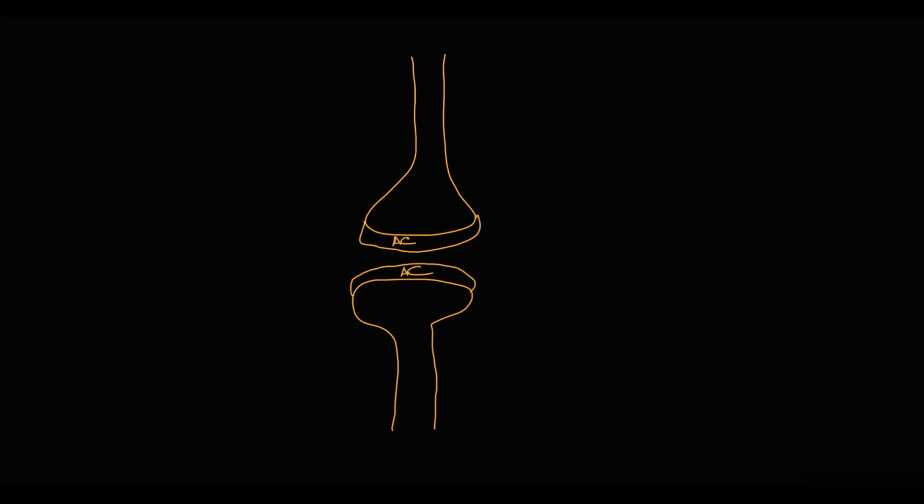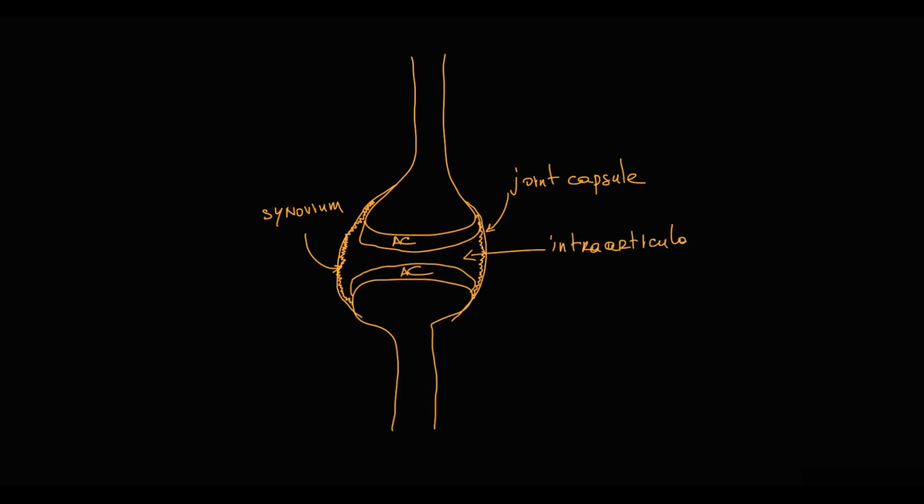Synovial joint has two bones that have articular cartilage. Also, the joint is surrounded by joint capsule, and the inner lining of the capsule is synovium. Also, there is intra-articular space that is filled with synovial fluid. So the main structural components are articular cartilage and synovium.